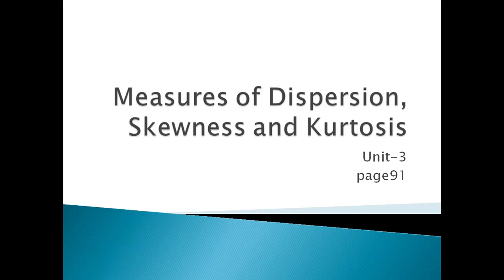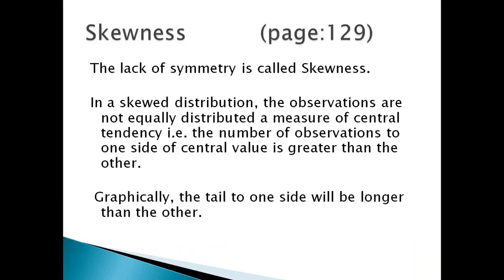As we are studying Unit 3, measures of dispersion, skewness and kurtosis, on page number 91, we have discussed mainly all the topics of measures of dispersion, and now we are going to start the topic skewness, which you can find on page number 129.